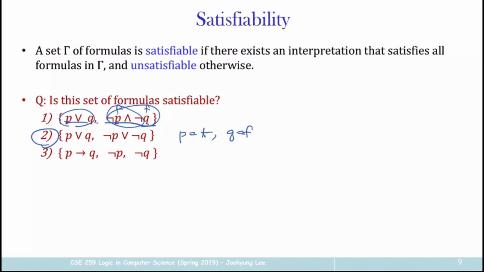What about this guy? Is this satisfiable? Let's do this Socrative. Is this satisfiable?